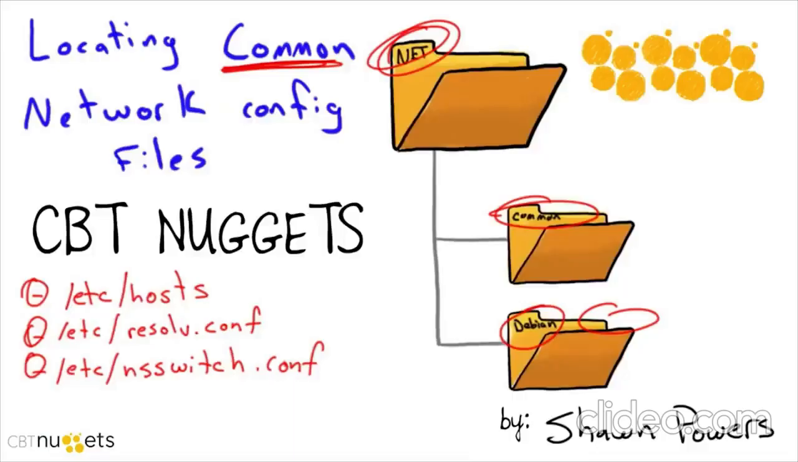Now, you probably noticed that all of these common files have to do with DNS, and that's fine, but it's interesting that DNS is kind of commonly configured across the distributions. When it comes to actually configuring the individual network devices, that's drastically different from one distribution to the next, but the common files are generally DNS files, and that's what we looked at in this nugget.